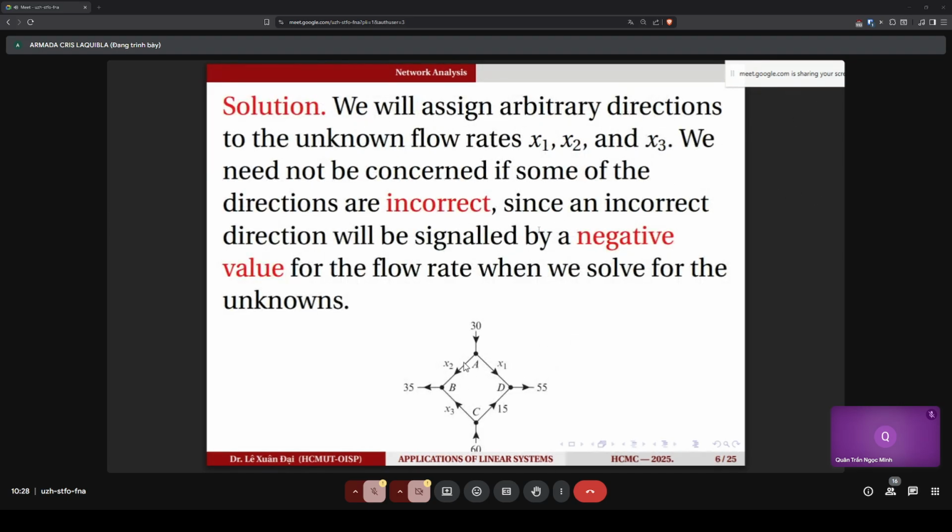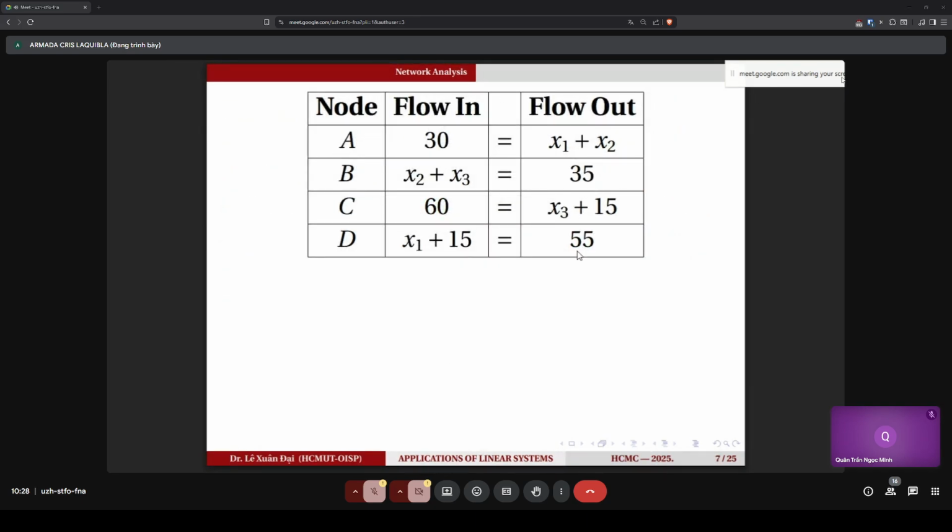Next, we have B. For B there, flow in are the x2 and x3. Then flow out is this 35. So we have that one. And then the C is this, and then the D is this, if you go back to the figure.